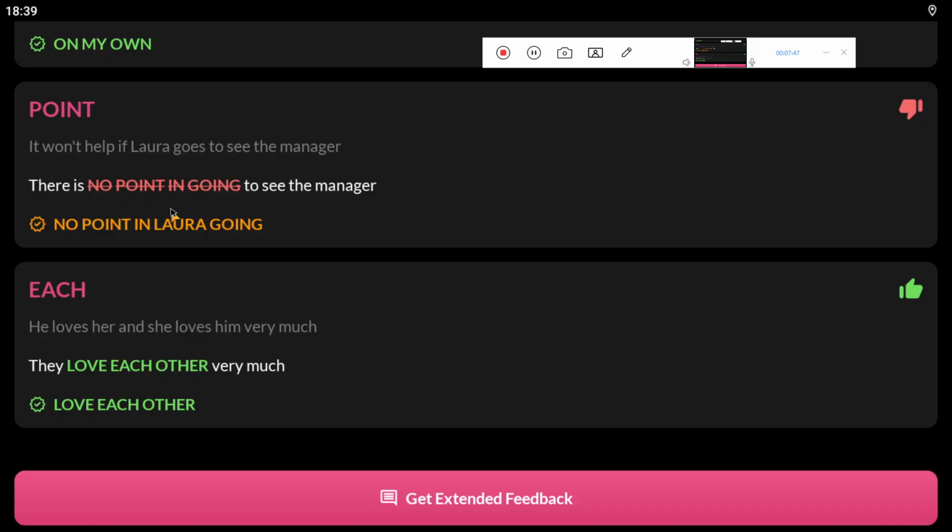Okay? But if in the original sentence is mentioned the person that performs the action, you don't have to forget to write it. Okay? For example, in this case, it says Laura. You have to do, there is no point in who? Laura, in this case, going to see the manager. Okay, so the person in this case goes between in and the verb with ing form. The person that performs the action for sure.